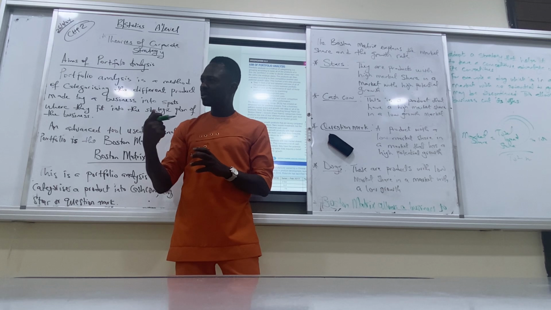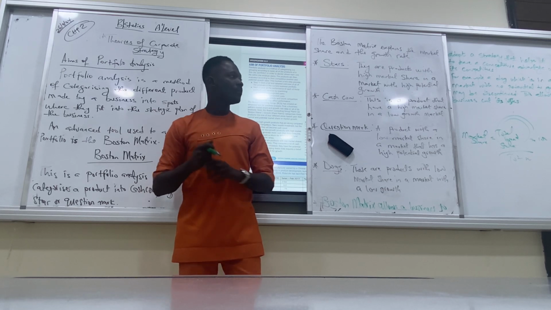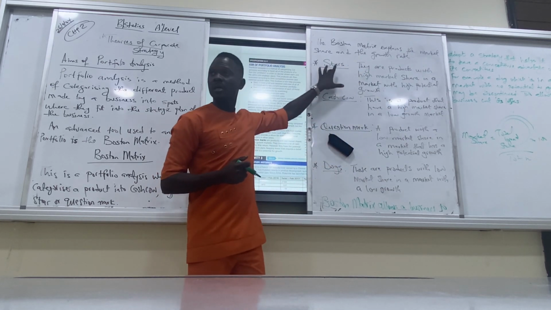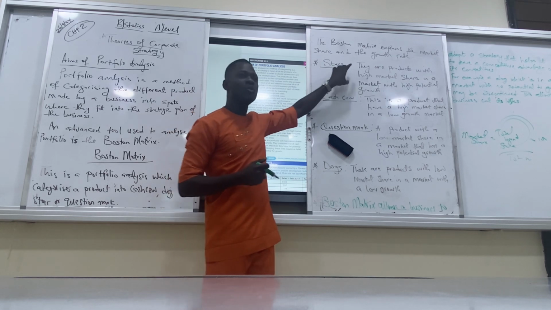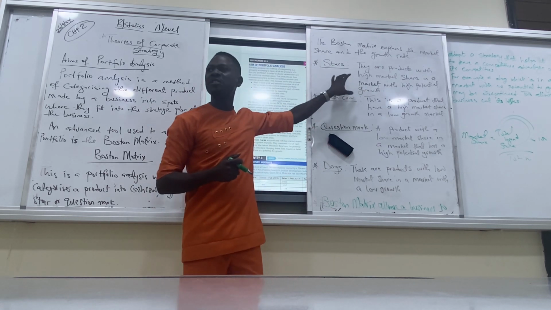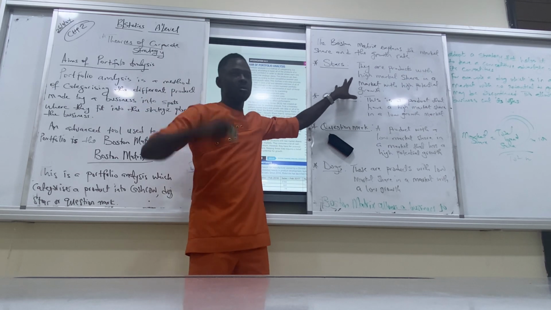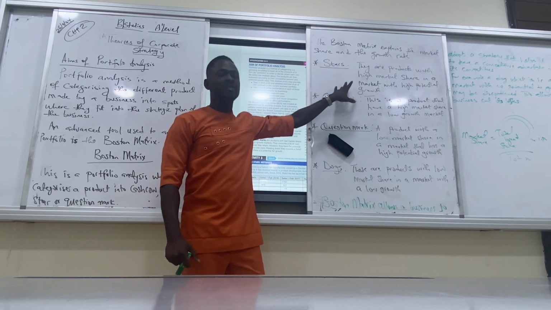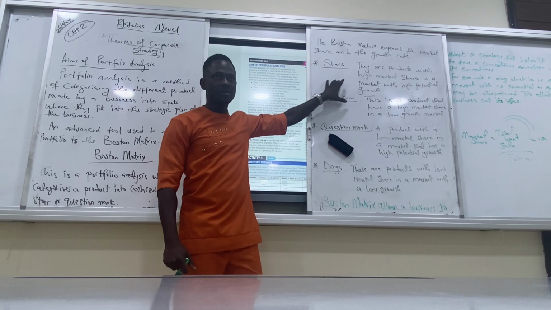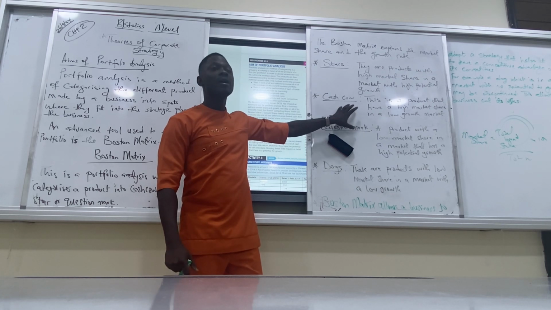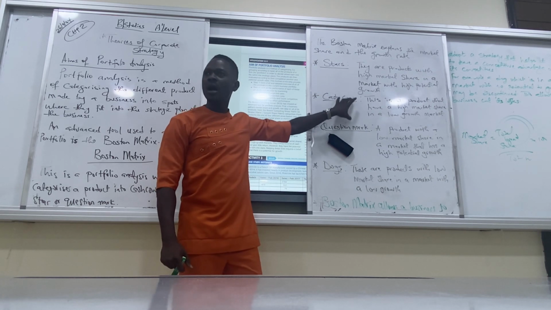Do you get it? A star is a product that is doing well, that is having a high market share in a market that has a high potential to grow. High market share with high potential. Yes, that is a star. Then a cow is high market share with a low growth.